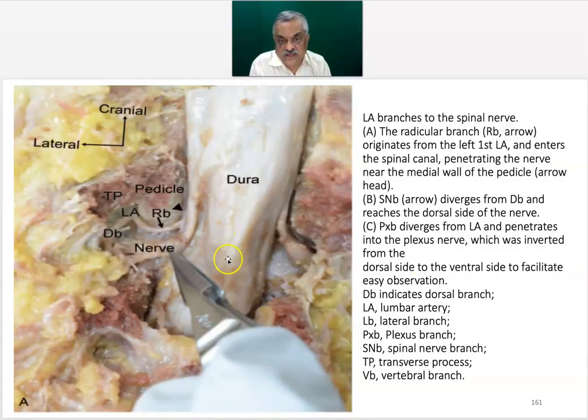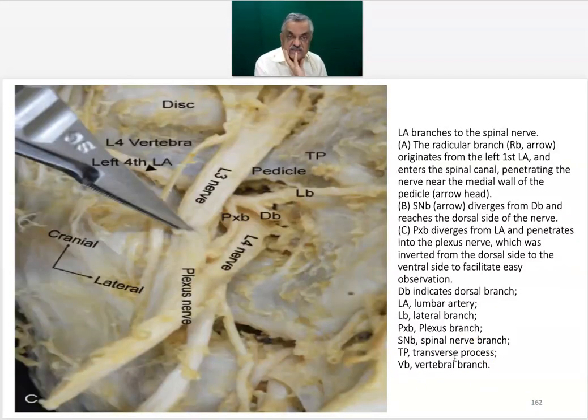Now here what we had done is, we had changed it from dorsal to ventral. So DB is the dorsal branch, LA is the lumbar artery, LB is the lateral branch, plexus branch is PXB, spinal nerve, TP is transverse process, and VB is the vertebral branch. Now these other branches will be seen in the next dissection.